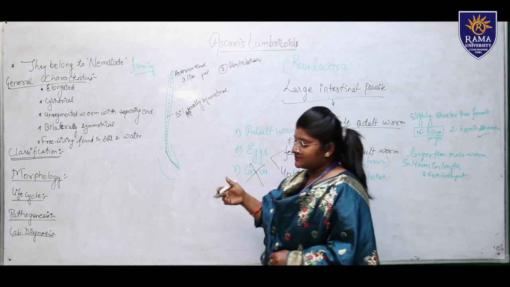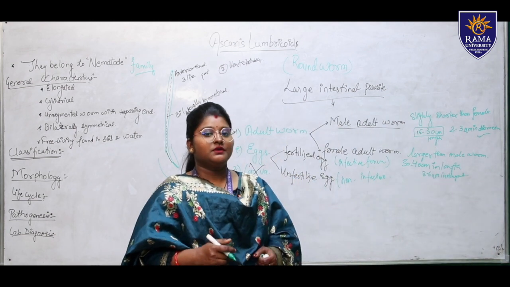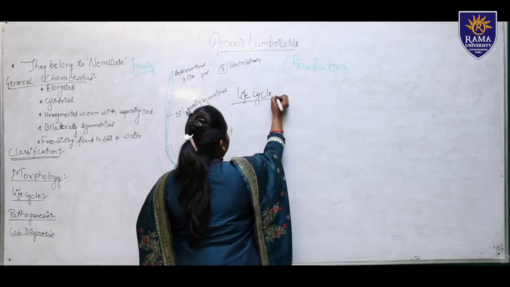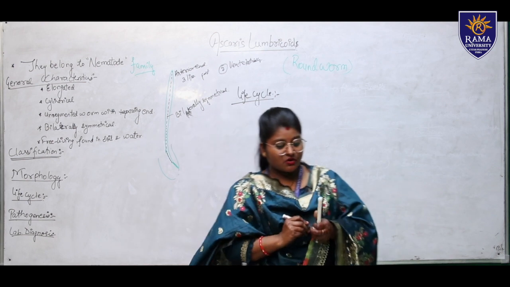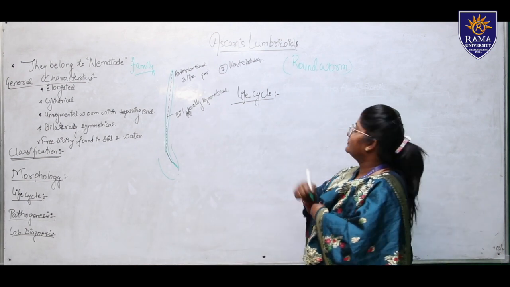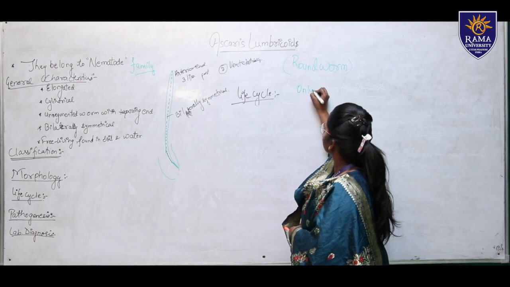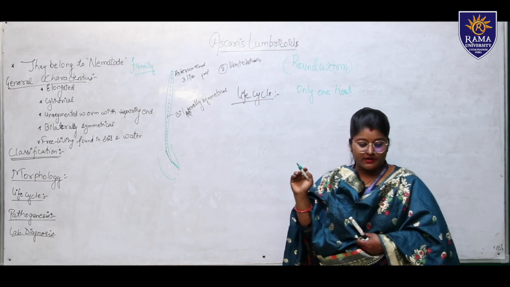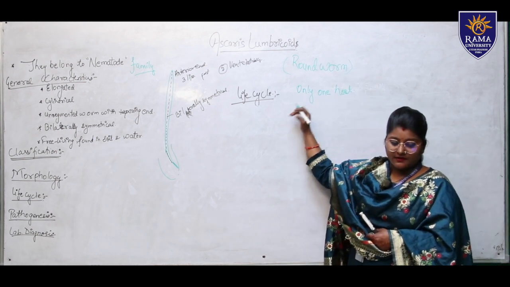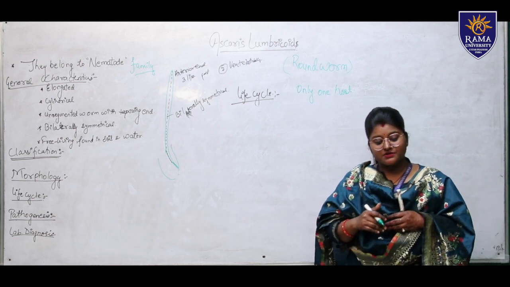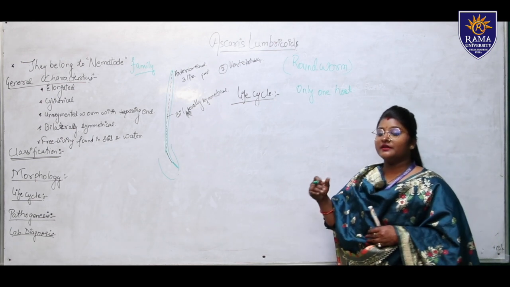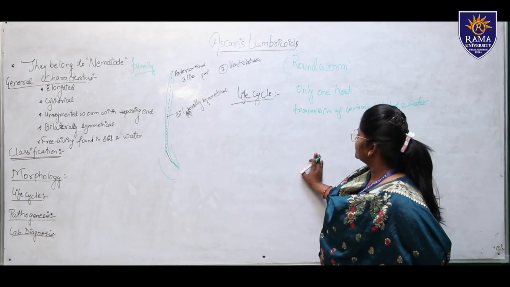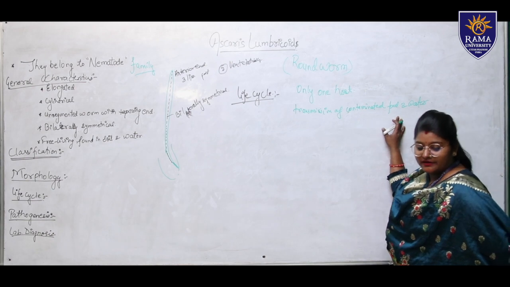Now let's talk about the life cycle of this parasite. This involves only one host. Only one host is required for the life cycle. Infection may also be transmitted through contaminated drinking water and food. So the infection can also occur by contaminated food and water.